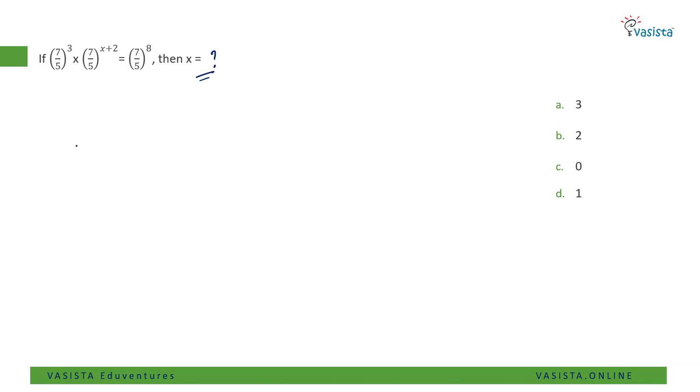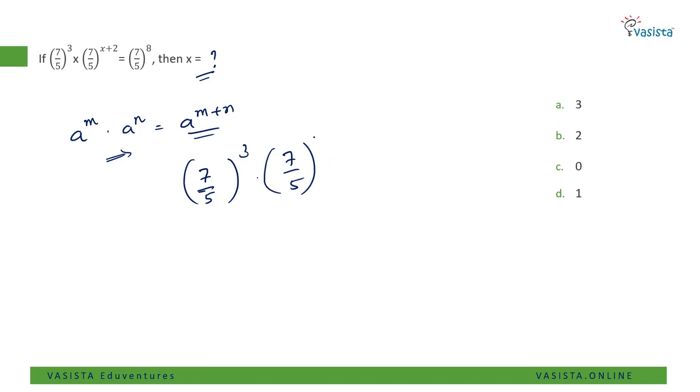We know that when the base is the same, a^m times a^n can be rewritten as a^(m+n). I will go with this. That is here, (7/5)^3 multiplied with (7/5)^(x+2), which is going to be (7/5)^8. So the base is the same.